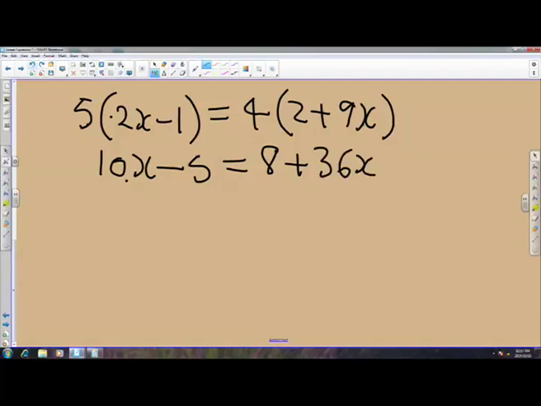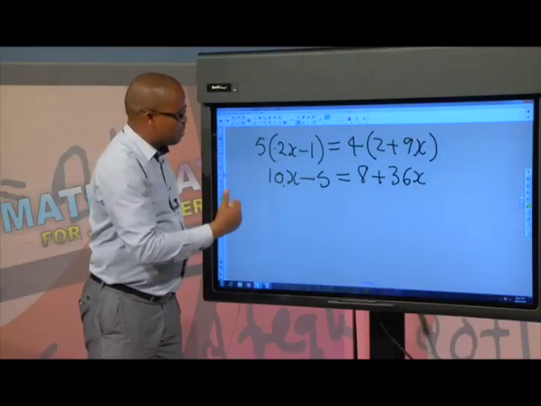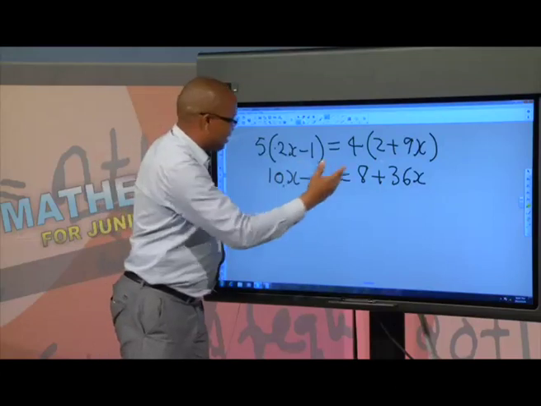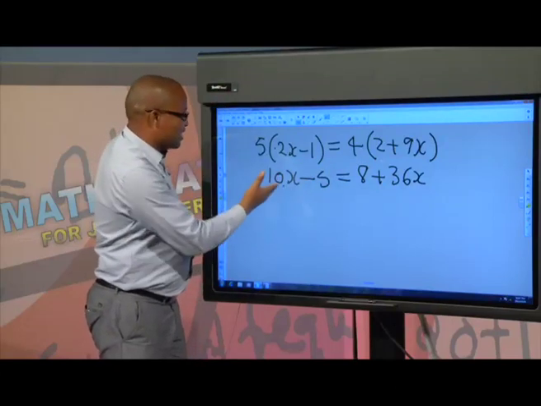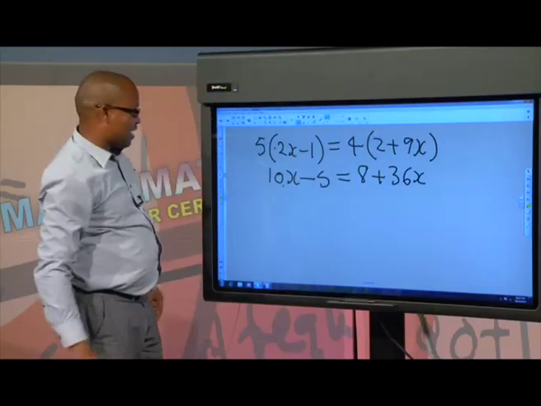Right. It appears a little bit simpler now for you. Now, let us collect the like terms, because every time we solve these linear equations, we must make it a principle that we start by collecting the like terms. So it's a 10x here and then 36x here. When I look at this, this is 10, this is 36. So I'll take the 10x this side and then the 8 this other side.